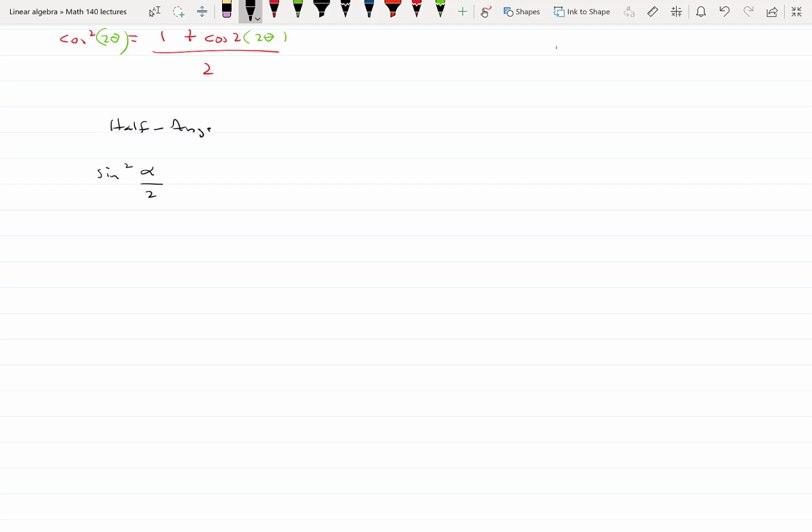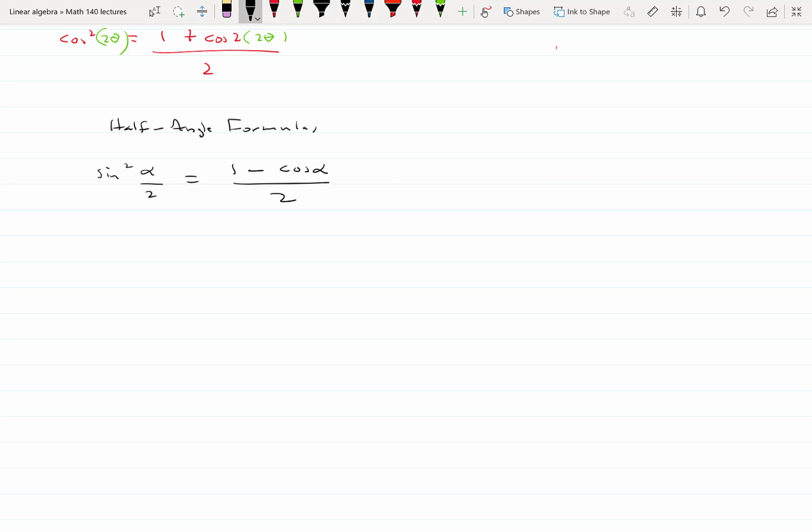Half-angle formulas. So out of the blue, it looks like we have a brand new formula. Sine squared alpha over 2 is 1 minus cosine alpha over 2. It is absolutely not new. We saw it just 5 minutes ago, max. But we saw it in a different form.